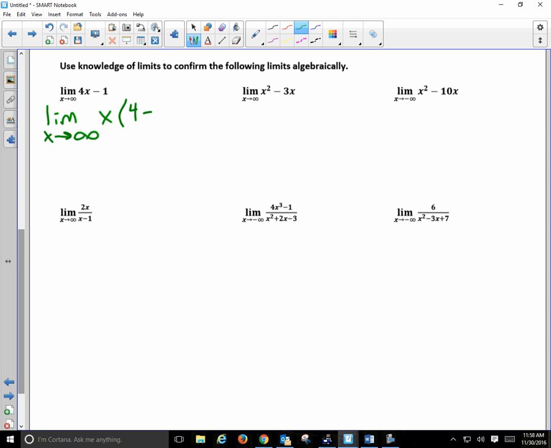4 minus 1 over x. Now, think about this. You're going to plug in a super large number for x. You get a super large number times 4 minus 1 over a super large number. Well, what's 1 over a super large number? It's 0. So you can see that this part is going to go away, which makes it really nice. So you end up with 4 times a super large number, which is going to give you infinity.